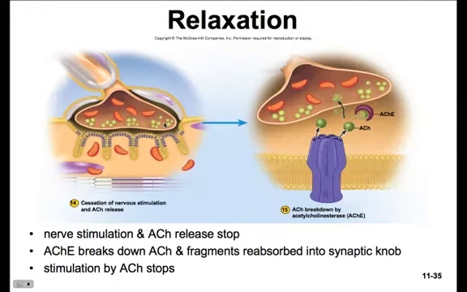Now we're into the fourth phase of muscle contraction. It's relaxation. Relaxation occurs when the work is done. A muscle fiber relaxes and returns to its resting length. Nerve signals that stimulate the acetylcholine release will stop. Acetylcholinesterase that we've visited before will break down acetylcholine. The fragments will be reabsorbed into the synaptic knob, as you've already seen. This means that the acetylcholine stimulation ceases.